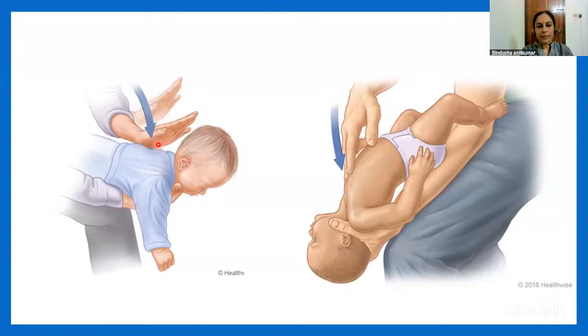You are going to slap the back between the two scapulae with sufficient force so as to expel the foreign body. When you are slapping, the direction of your slap should be downward, and also some force should go towards the head, cephalad also. Downward and cephalad direction, you will have to slap 5 times. And if the foreign body is not expelled, then you will turn the baby to the front and go for chest thrust. You need to continue this till the foreign body is expelled.